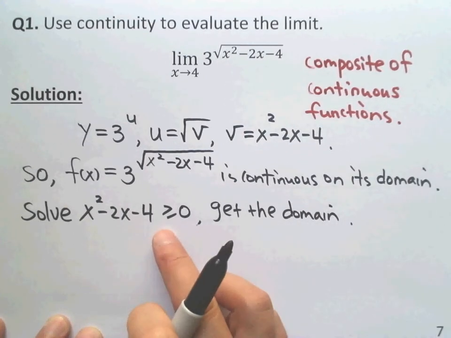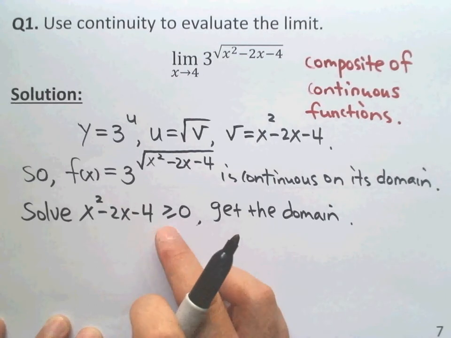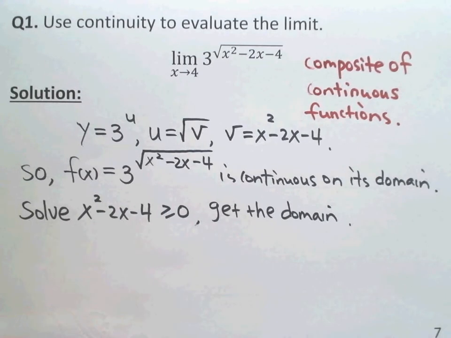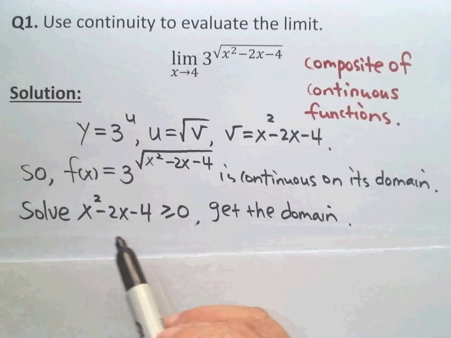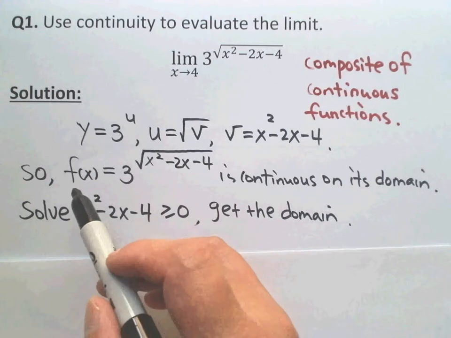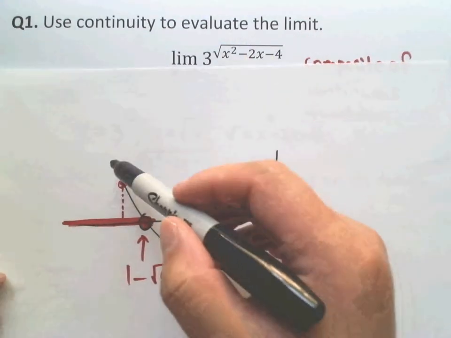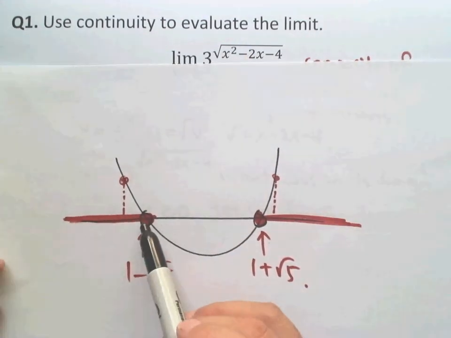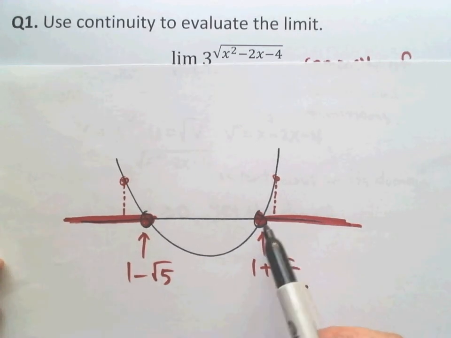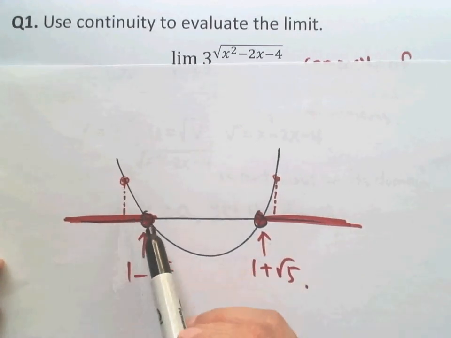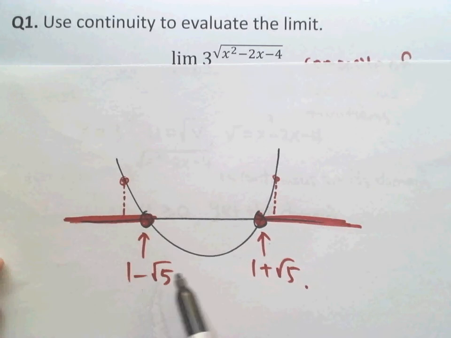Okay, we will get the domain. I think you know how to solve this, right? This is a quadratic inequality. Okay, this is a quadratic function. A is 1, greater than 0, so it opens up. And then you can find the two zeros.